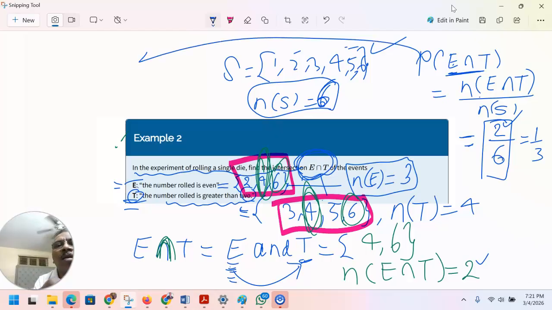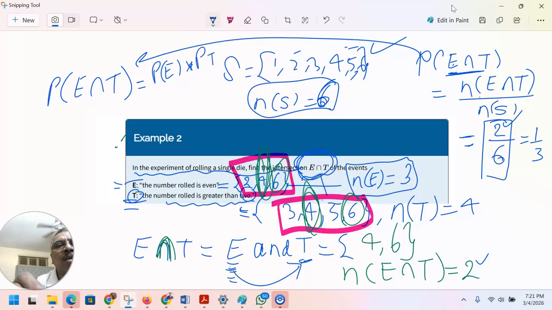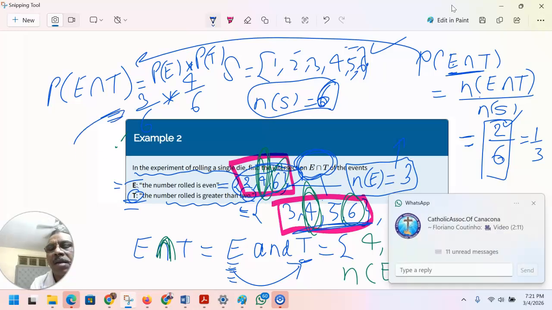My question is: can we write the probability of E and T directly as the probability of E multiplied by the probability of T? Does that really help? Let's make a quick observation. The probability of getting an even number is 3 out of 6, because there are 3 of them, and the probability that it is greater than 2 is 4 out of 6. Okay, and you can clearly see this will be, let me write it here.